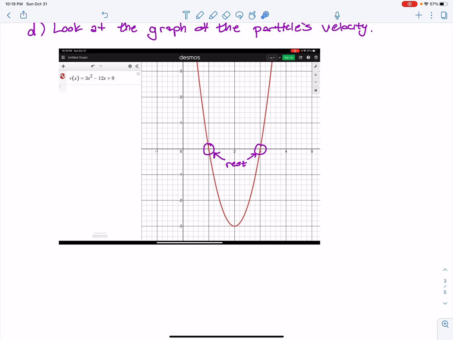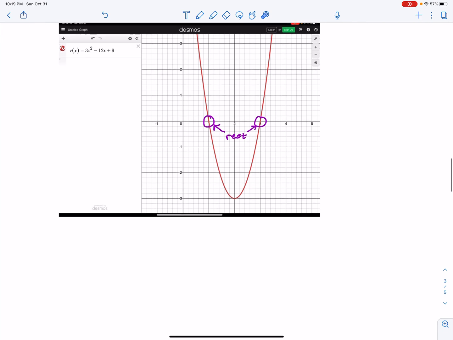Well, we really just need to look at what are the signs on the rest of the values. What are the signs on the y values? Are they positives or are they negatives? If we have positive y values, that means our particle is going to be moving to the right. If we have negative y values, it means our particle is going to be moving to the left.